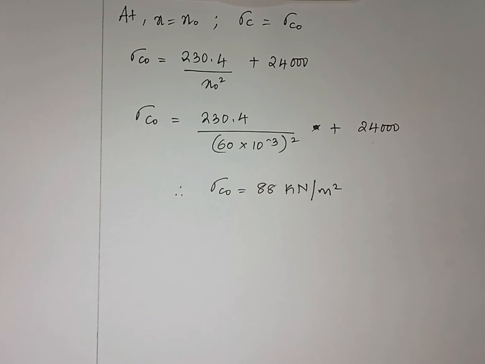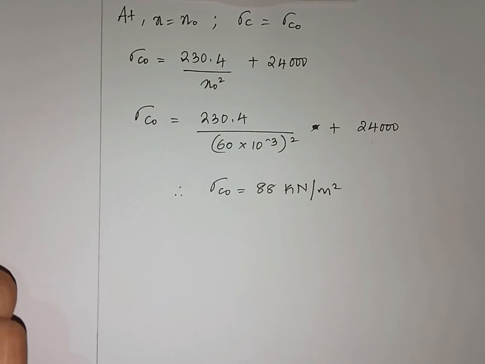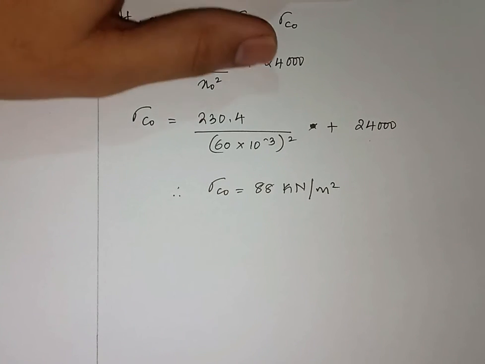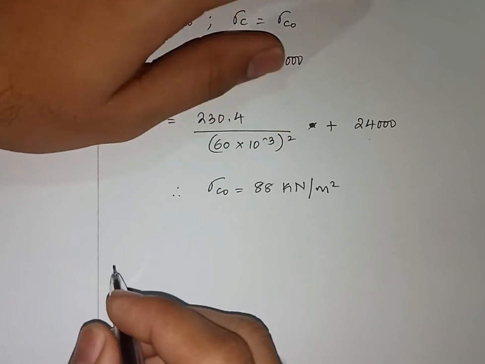So now you need to show the variation. So in order to show the variation, I'll be showing the sector of the cylinder. Sector is nothing but a part of the cylinder. So let me draw the part of the cylinder.